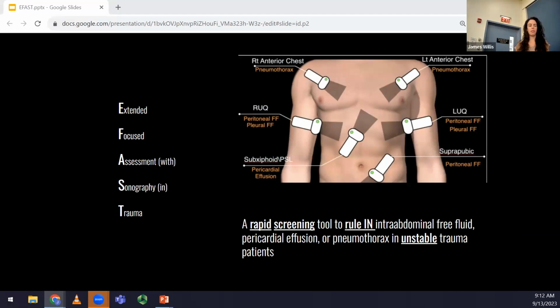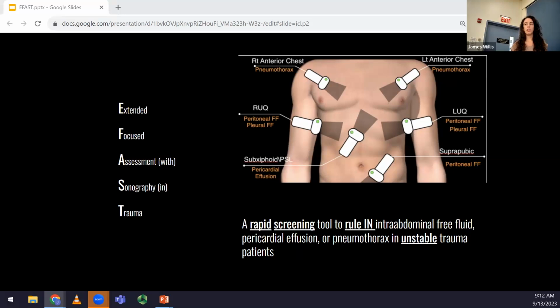So I kind of want to break down this statement with the most important words. So this is meant to be a rapid test. This is not a test that should be taking a prolonged amount of time, delaying any kind of life-saving care, delaying any kind of necessary imaging or time to the OR. This is a screening tool. This is a rule-in test.